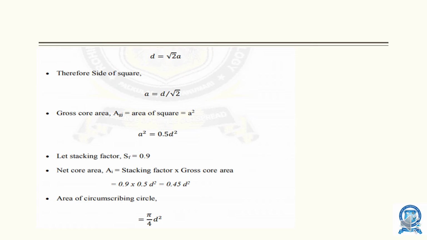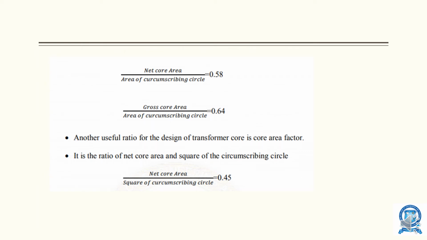The area of the circumscribing circle is pi r square. Here r is replaced by d by 2, so the area becomes pi by 4 d square. The ratio of net core area to the area of the circumscribing circle is 0.58, and the ratio of gross core area to the area of the circumscribing circle is 0.64 for a square type core. Another useful ratio for designing the transformer core is net core area divided by the square of the circumscribing circle diameter, which is equal to 0.45.